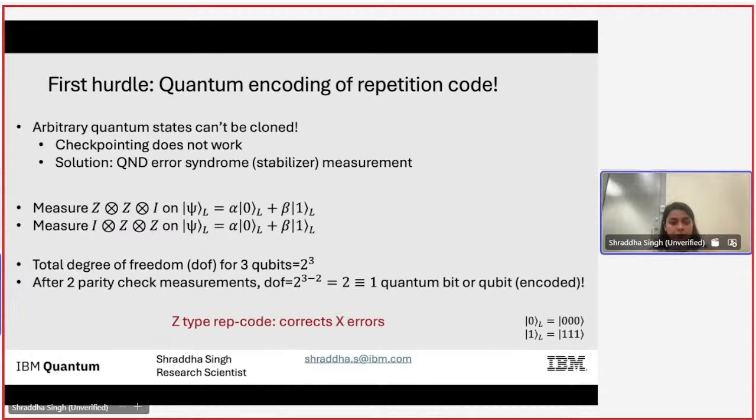So when you measure Z-type operators, it essentially detects X-type errors, that is the errors that convert 0 to 1. But you also need to correct for the errors that take you from plus to minus. When you design an encoding which protects you against errors which take you from 0 to 1, that is corrects X errors, those are called Z-type error correcting codes, or Z-type stabilizers. These are Z-type stabilizers. If a code only has Z-type stabilizers, it's a Z-type error correcting code.